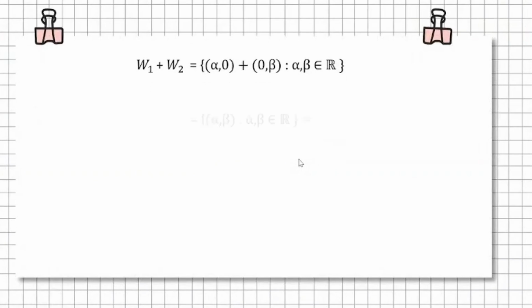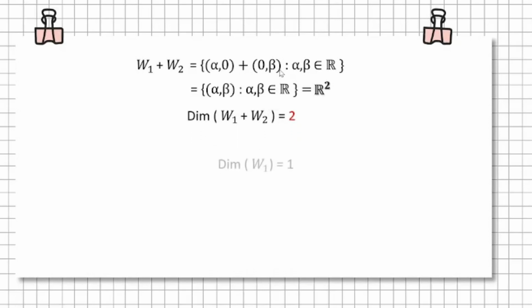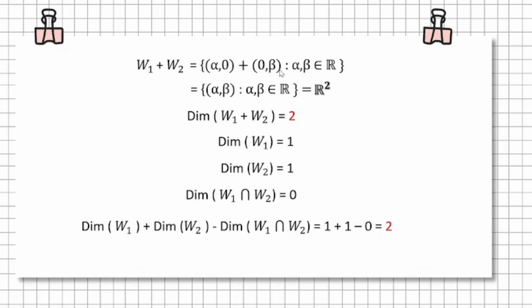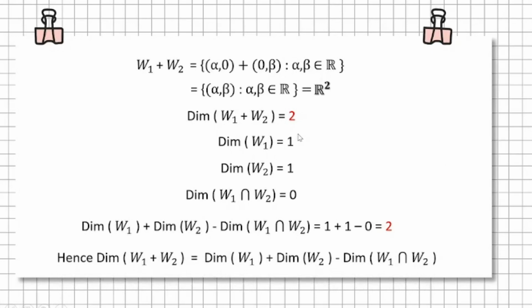Now, W1 plus W2 equals, can anyone guess what W1 plus W2 is? W1 is the x-axis, okay, but I am asking what W1 plus W2 is. R2. Yeah, that is R2. Therefore, the dimension of W1 plus W2 equals 2, dimension of W1 equals 1, dimension of W2 equals 1. Therefore, dimension of W1 plus dimension of W2 minus dimension of W1 intersection W2 equals 2. Here we can see some relation, right? These two are equal. So dimension of W1 plus W2 equals dimension of W1 plus dimension of W2 minus dimension of W1 intersection W2.